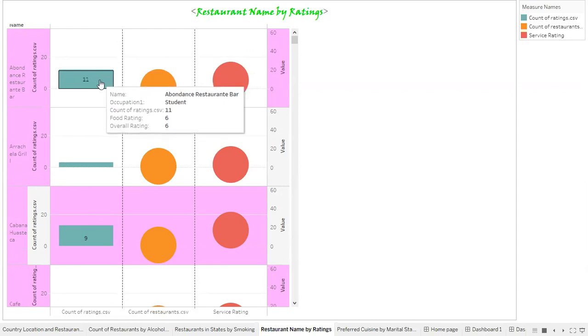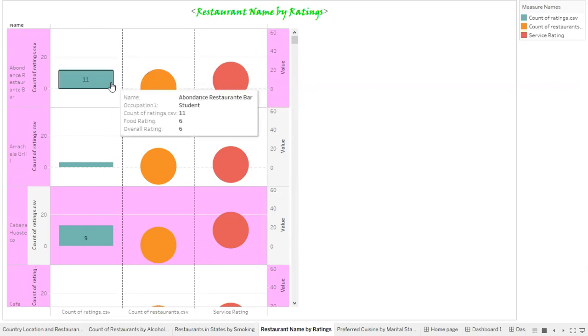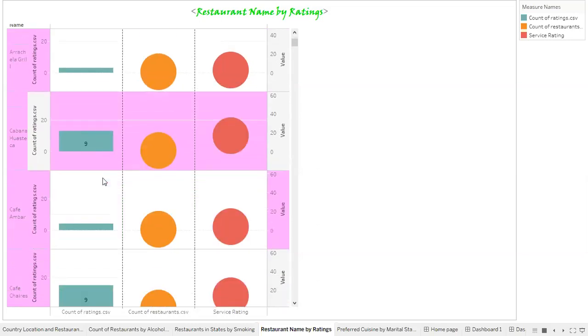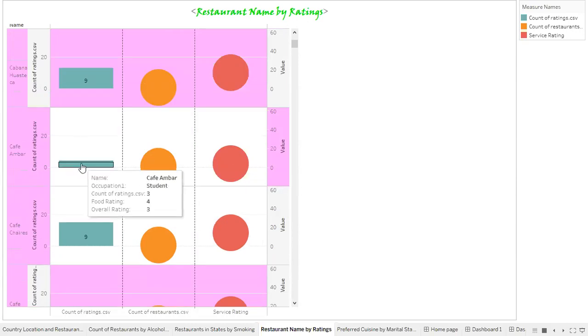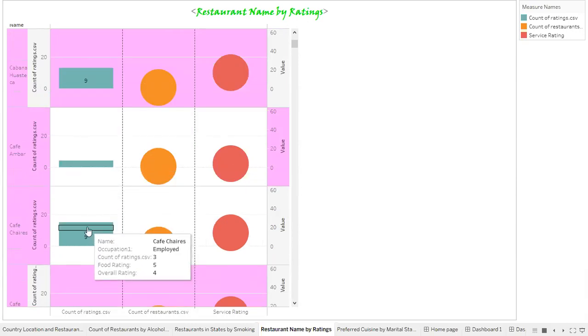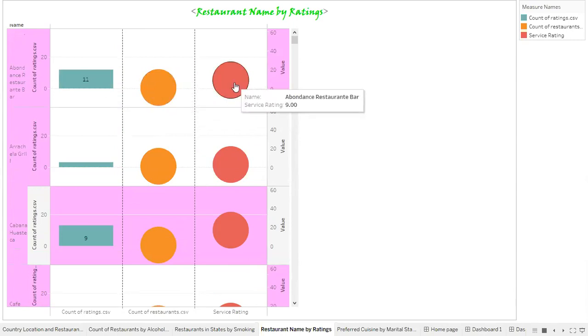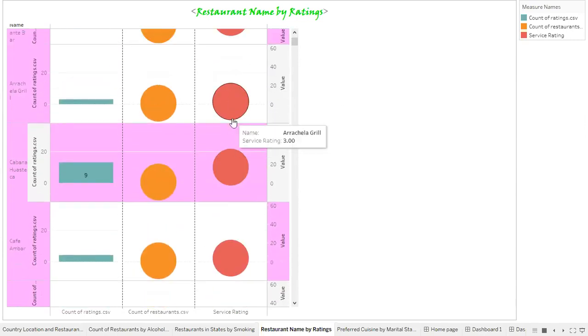Occupation, students. The insight generated here by this visualization is that students account for the greatest number of persons who actually dropped their ratings. Food rating was 6, overall rating was 6 as well. And then we have Cubana Huasteca, the students, of course, 9. So it would be good to make recommendations here. It's to build restaurants that are pricey, not really costly, so students could afford them. They account for a greater number of persons who patronize the restaurant business in the city of Mexico, and in most of these other states in Mexico.